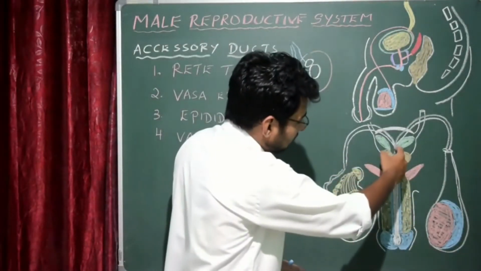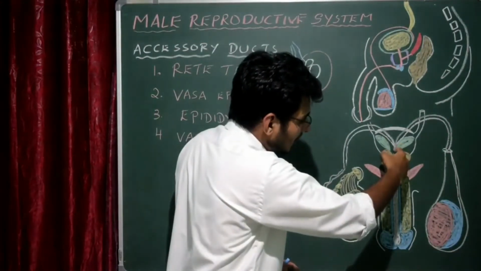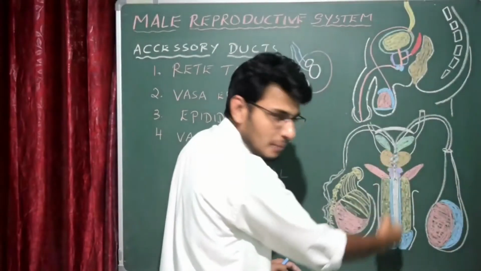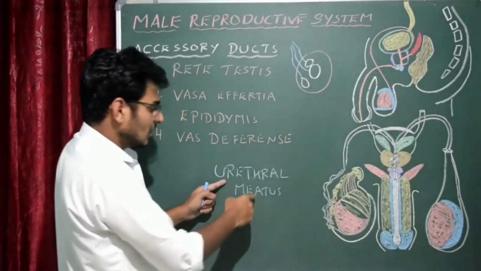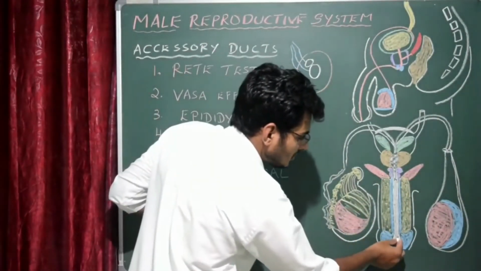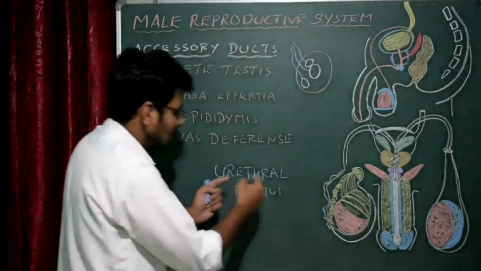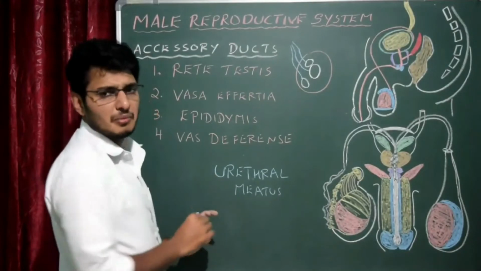This common passage, from the urinary bladder till the tip of the penis, ends at the urethral meatus. The urethral meatus can also be said to be the opening of the urethra. Just remember it, got it?